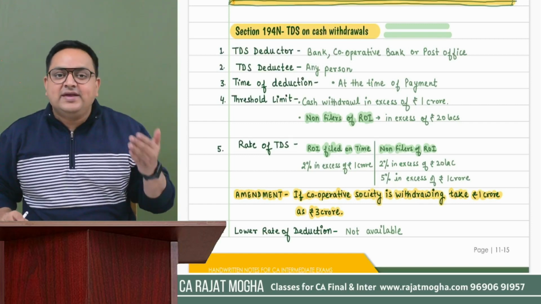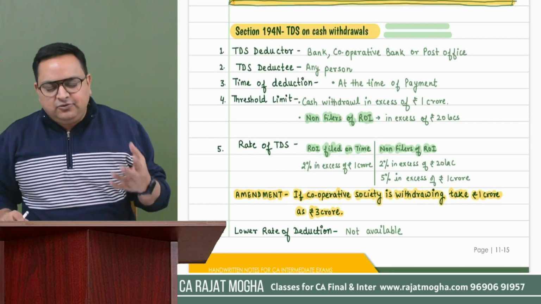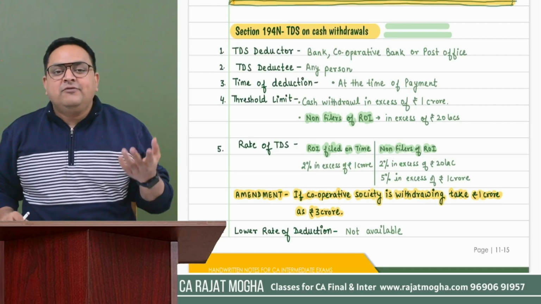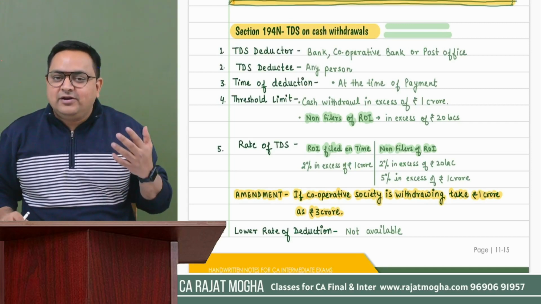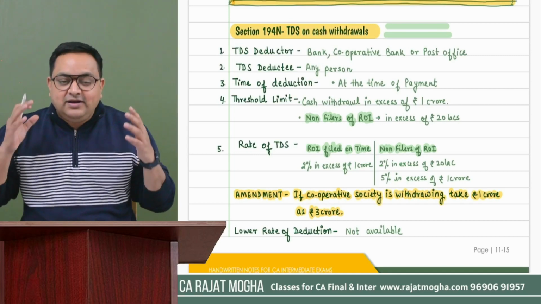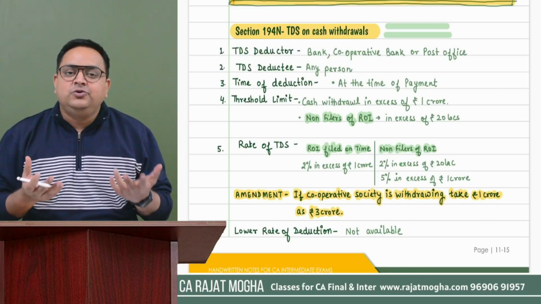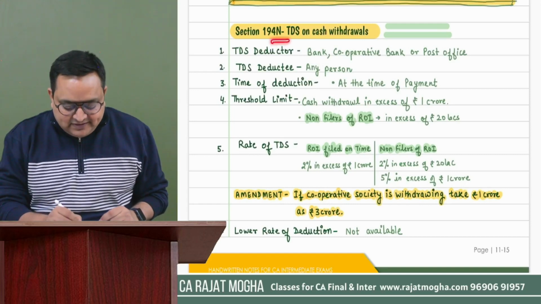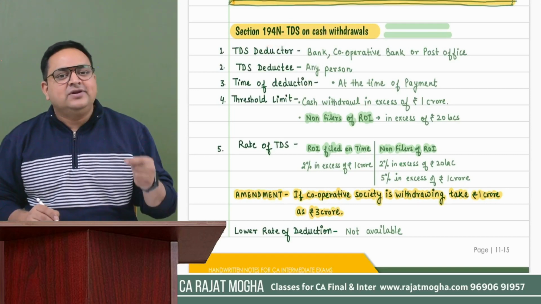So if you are withdrawing cash more than, in most of the cases it is 1 crore, but in some cases it is 20 lakh also. If you are withdrawing heavy cash from your account, income tax would like to see why you are withdrawing cash from your bank account, right? So there is section 194N. It says TDS on cash withdrawal.